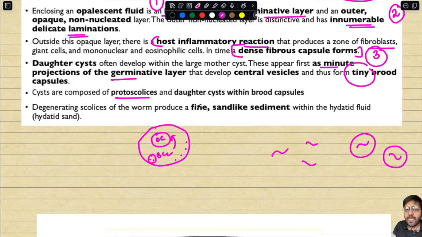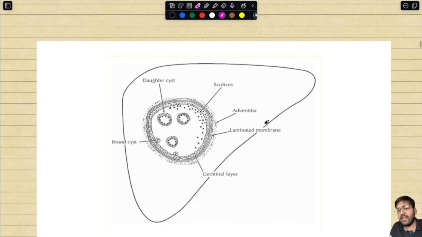So, these are the protoscolices, these are the daughter cysts, and you are having the brood capsule over here. Degenerating scolices of the worm produce fine sand-like sediment within the hydatid fluid, that is called hydatid sand. So, this is a very important diagram. This is basically a gross image of a hydatid cyst.